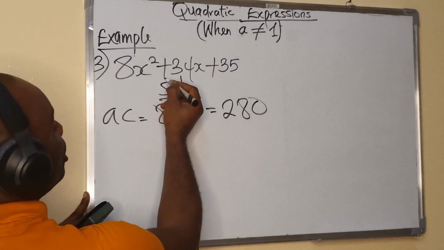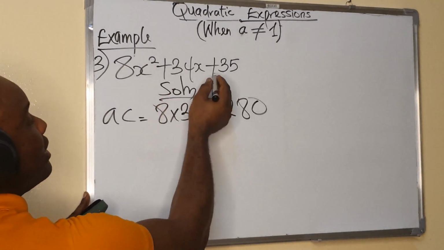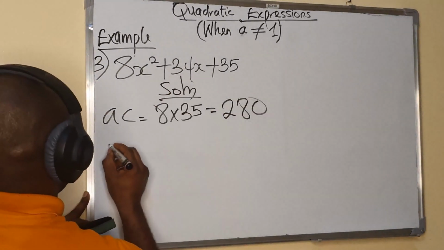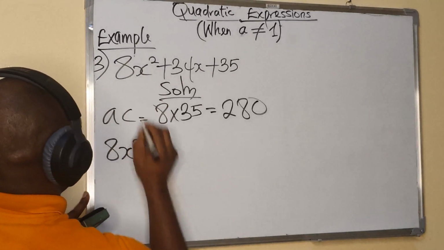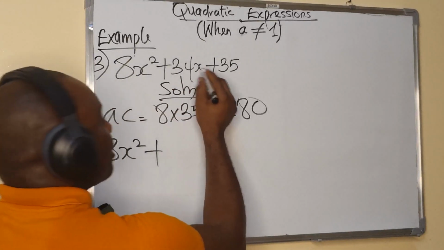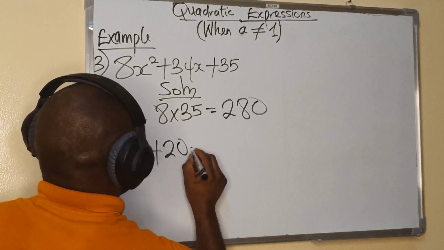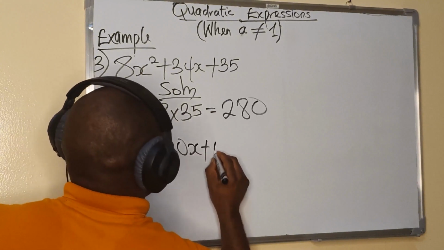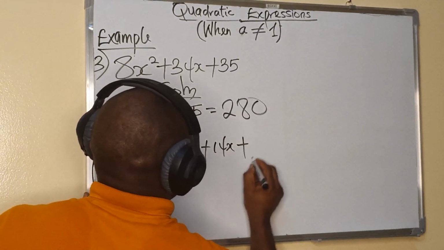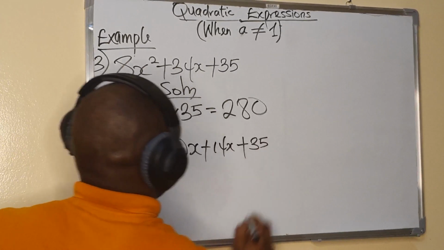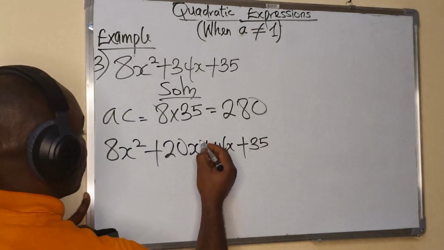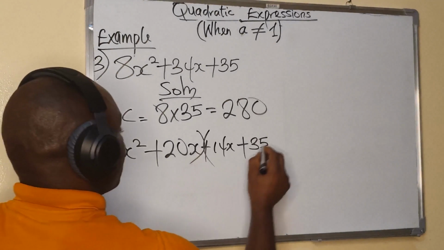So we just need to change 34x to 20x plus 14x this way. 8x squared, which is written here, and instead of writing 34x, I just change it to 20x add 14x. And then our 35 comes down. At this stage, go straight to factorization by grouping.